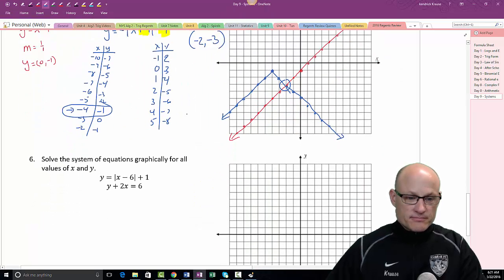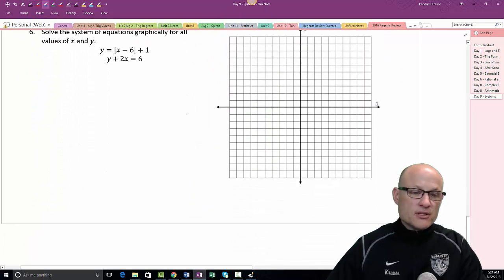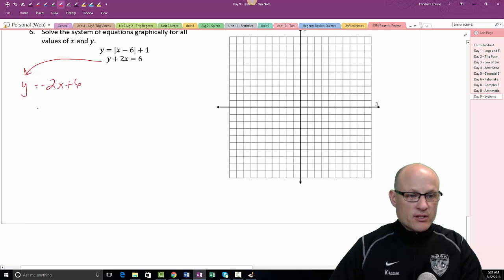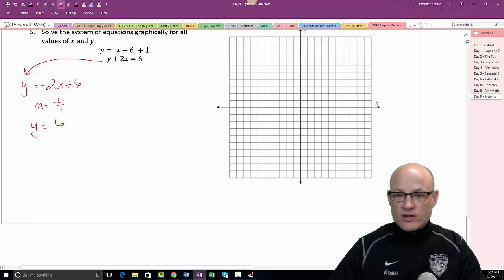All right, let's do another one. So let's graph the line first. So this is y equals negative 2x plus 6. My slope is negative 2 over 1, and my y-intercept is 6. 1, 2, 3, 4, 5, 6.